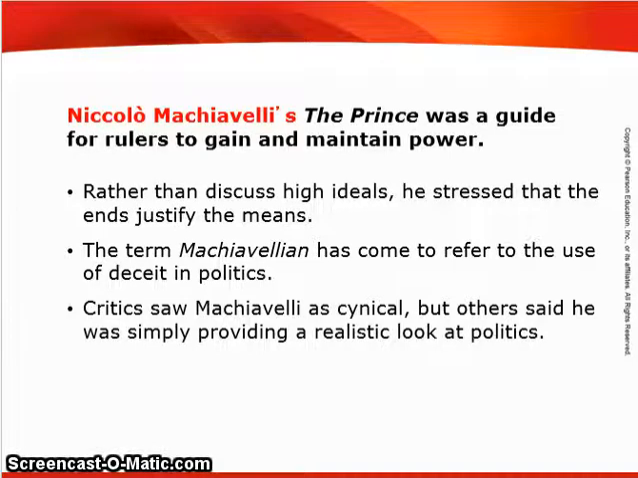The term Machiavellian has come to refer to the use of deceit in politics, yes, unfortunately, still very much around today. Critics saw Machiavelli as cynical, however, others, me included, think that he is providing a realistic look at the politics of his day.